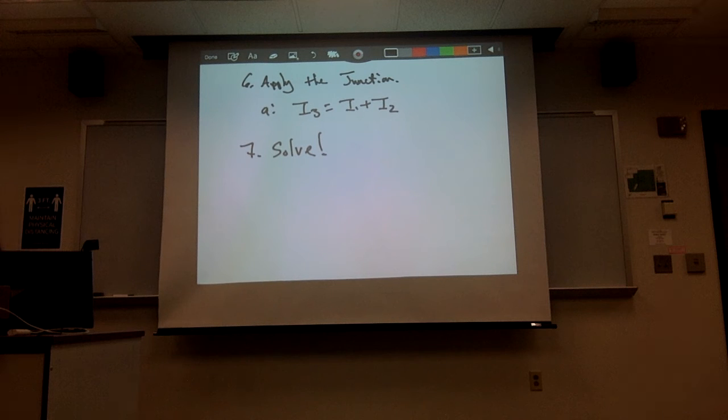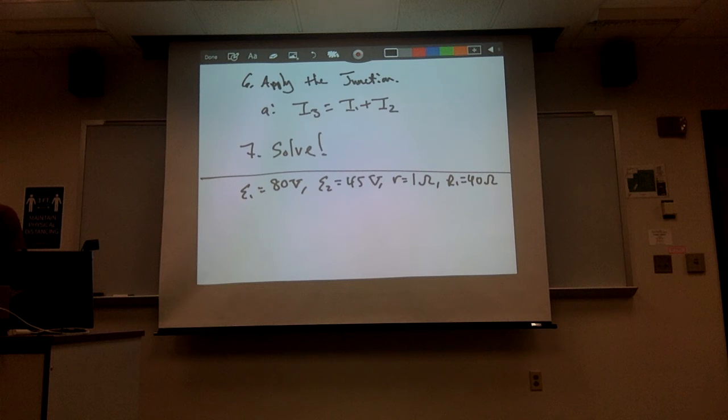So let's put some hardcore numbers onto this and see how this actually works. Let's say that in this case, E1 was equal to 8 volts. E2 was equal to 45 volts. r1 was equal to 1 ohm, that's my internal resistance. R1 is equal to 40 ohms. R2 then was equal to little r, which was equal to 1 ohm. R3 was equal to 30 ohms. And finally, R4 was then equal to 20 ohms.